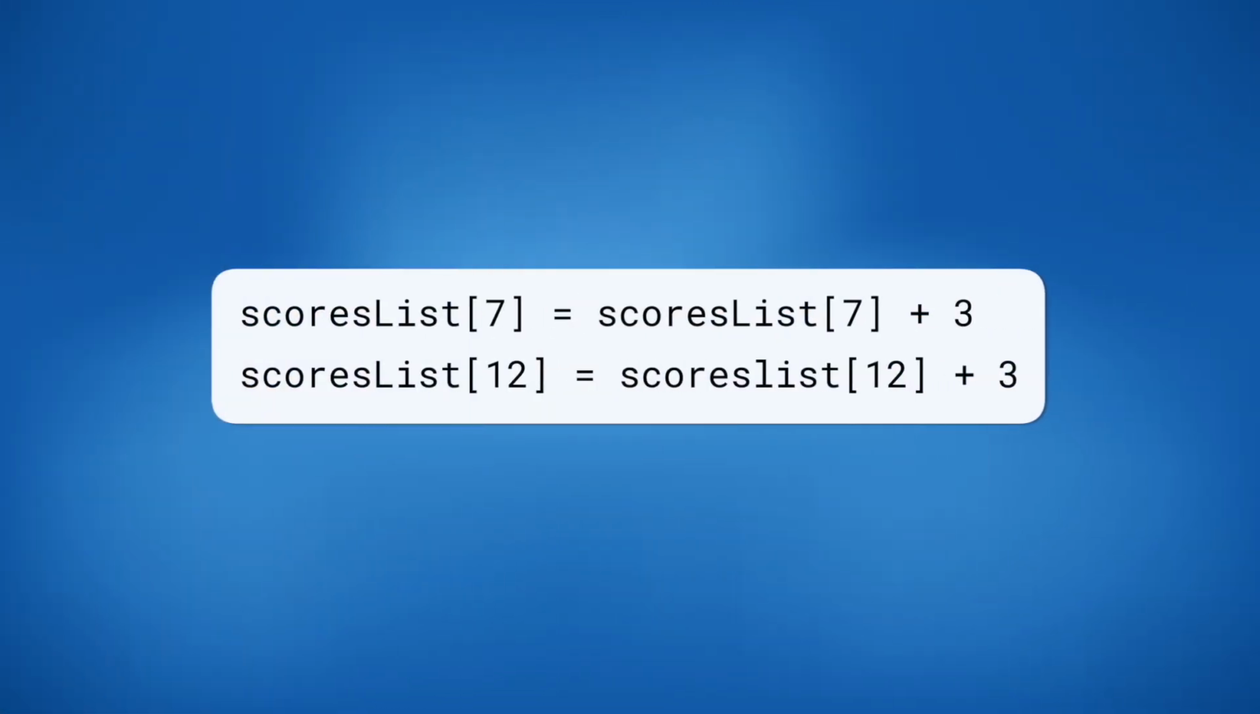To set my friends' scores to be 3 more than they currently are, we write scores_list[7] = scores_list[7] + 3, and scores_list[12] = scores_list[12] + 3.